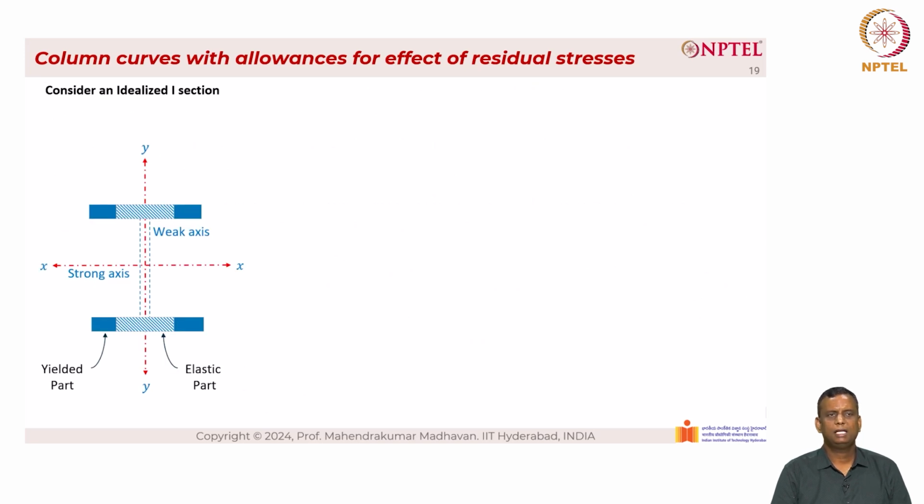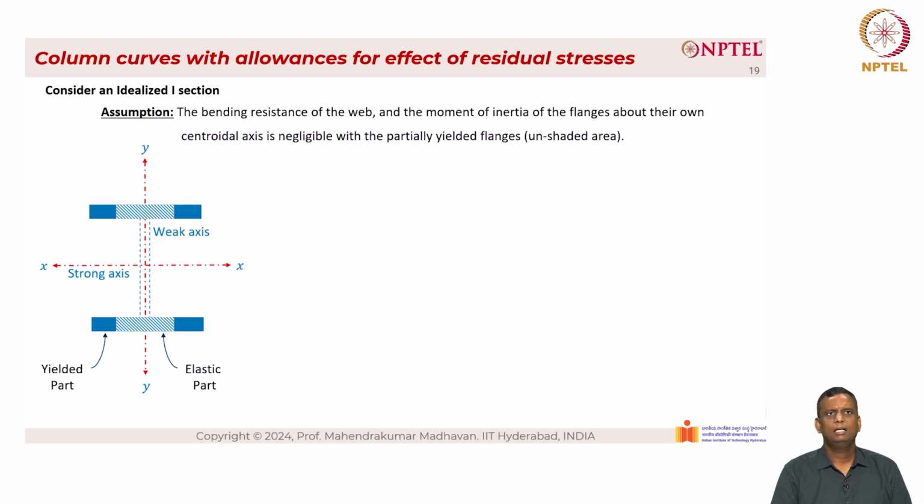You have this idealized cross-section where the parts of the flanges at the edges have yielded and the portion between the flanges is elastic in nature, which is shown by the hashed line. The assumption is the bending resistance of the web and the moment of inertia of the flanges about their own centroidal axis is negligible with the partially yielded flanges unshaded area.